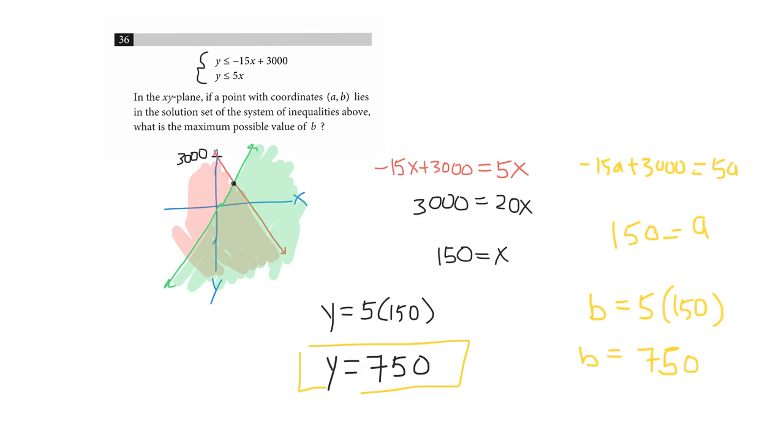So I could have been a little bit more precise, I suppose, with the variables and so on, but it's really the process that's important and the logic behind it that's important for you guys to know. All right, so 750 is the answer. That is something that you could grid in, obviously.